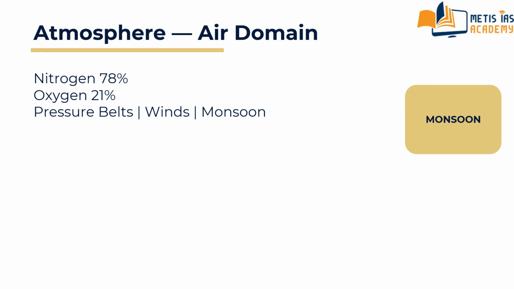At the most basic level, the atmosphere is mainly composed of about 78% nitrogen, around 21% oxygen, and small amounts of argon, carbon dioxide, and other gases. Even though carbon dioxide is very small in quantity, it plays a huge role in climate and global warming.